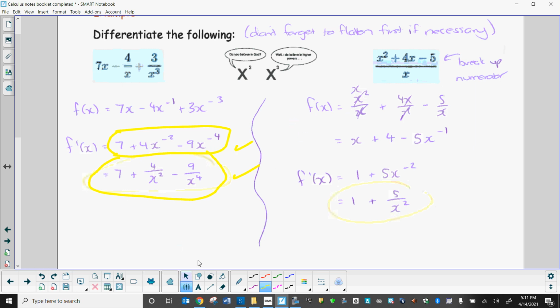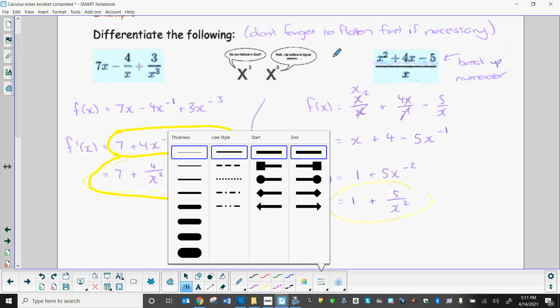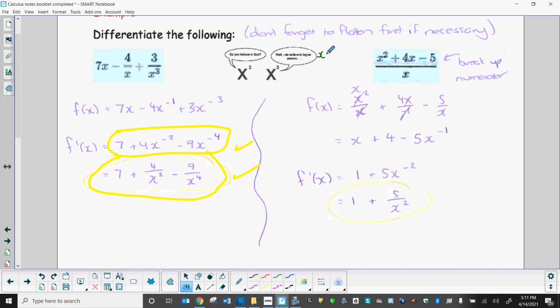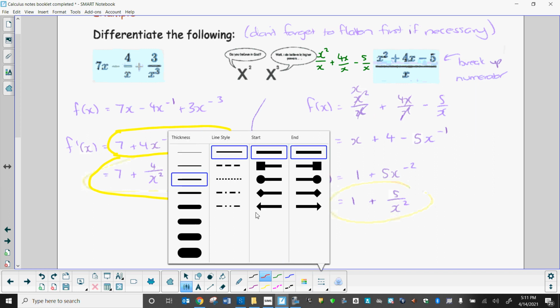And this little one here, so we've got x squared plus 4x minus 5 over x. Let's break up the numerator first. It looks a bit of a mess there, sorry, so I'm going to break up the numerator up here instead to start with. So you can see just straight up we've got x squared over x plus 4x over x minus 5 over x, and then we cancel them down.